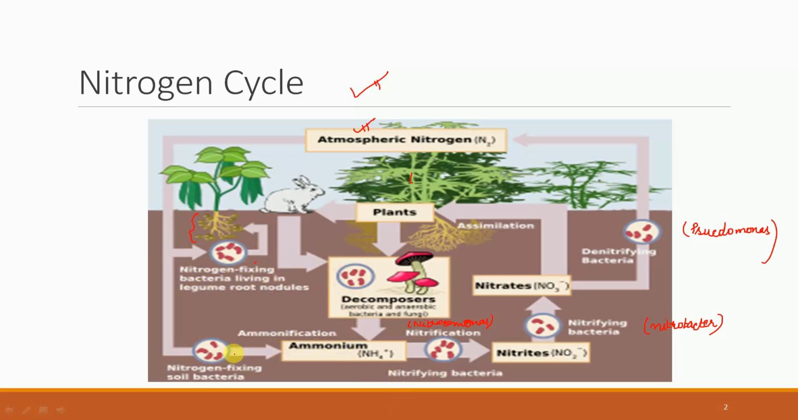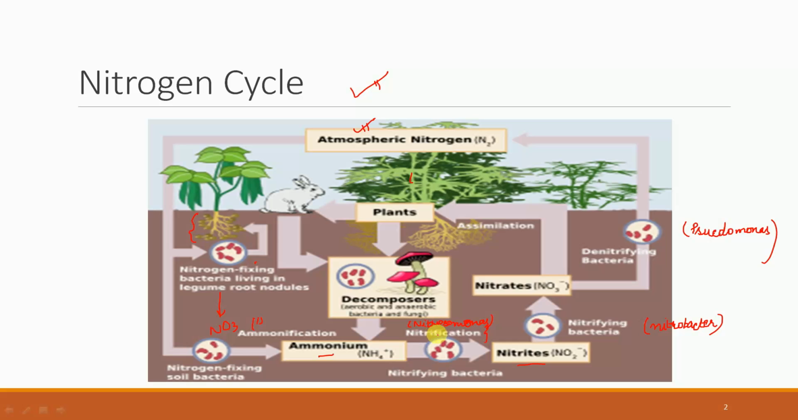Now, these plants have this nitrogen fixed in the form of nitrates. So these nitrates are broken down into ammonium, and this is the first process of the nitrogen cycle. This is ammonification. Now what happens is that this ammonium is further converted into nitrites. Remember that it is nitrites, and this process is nitrification.